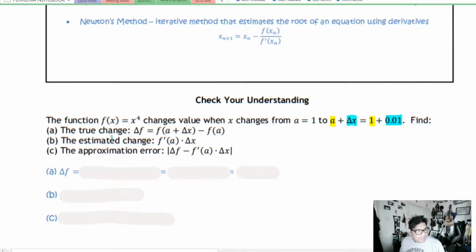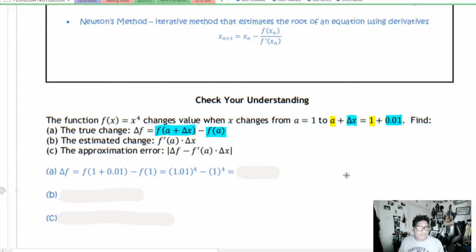So part A, let's find the true change of f. So delta f is f of a plus delta x minus f of a. So this is purely substituting things in. This is f of 1 plus 0.01 minus f of 1, which is 1.01 to the fourth power minus 1 to the fourth power. And that gives us 0.0406.